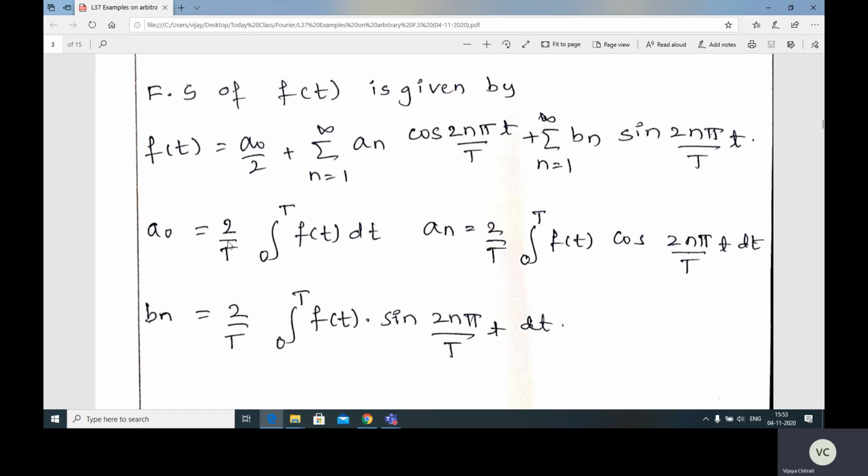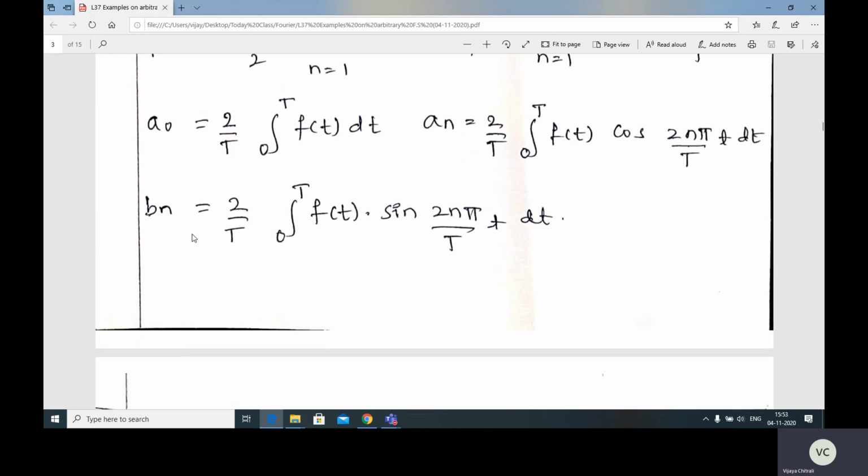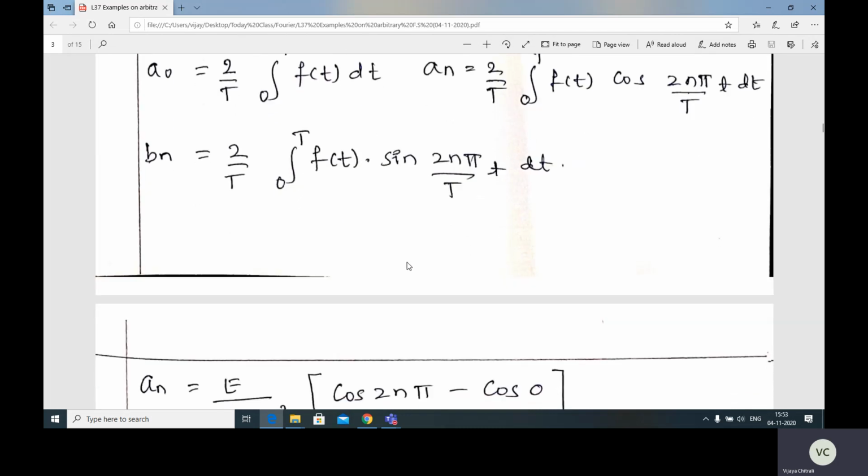So a naught is 2 by capital T integration from 0 to capital T f of t dt, and a n is 2 divided by capital T integration from 0 to capital T f of t cos 2n pi t divided by capital T dt, and b n is 2 by capital T integration from 0 to capital T f of t sin 2n pi t divided by capital T dt.